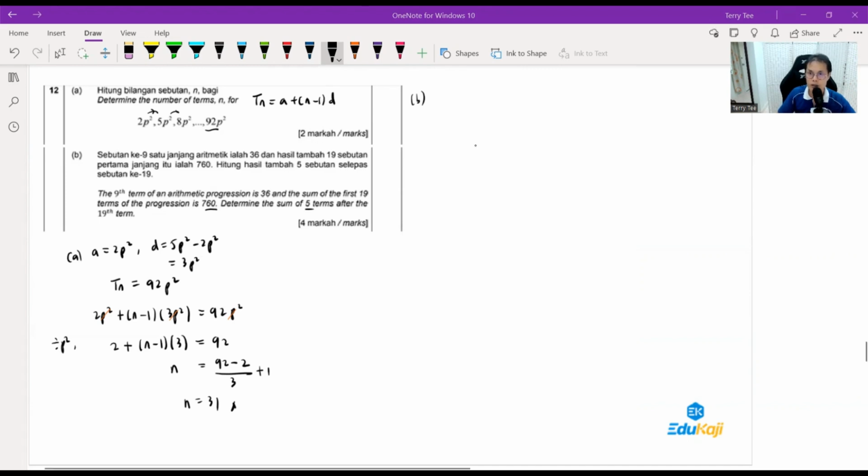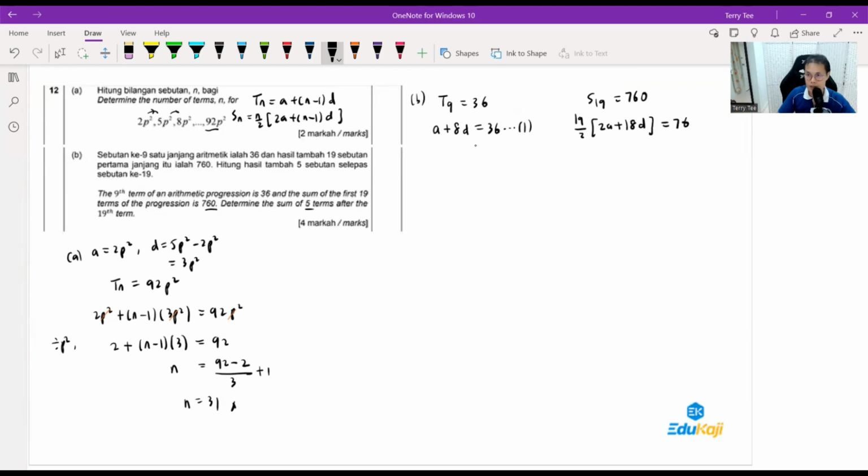All right. So I think the first thing I need to do is say that T9 is 36. So we can use the general formula, a plus n minus 1, which is 8, d, and this is now 36. Call this equation 1. The sum of the first 19 terms, S19, is 760. Now we know the formula for Sn is n over 2 times 2a plus n minus 1 d. So my n is 19 divided by 2, 2a, n minus 1 is 18 times d.